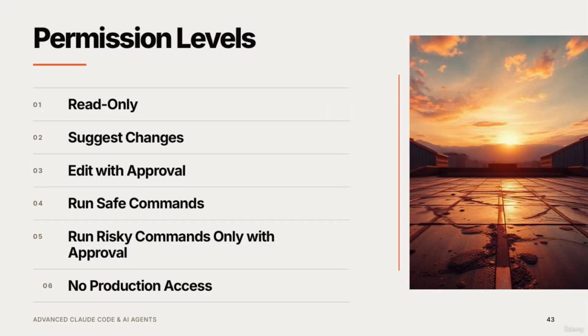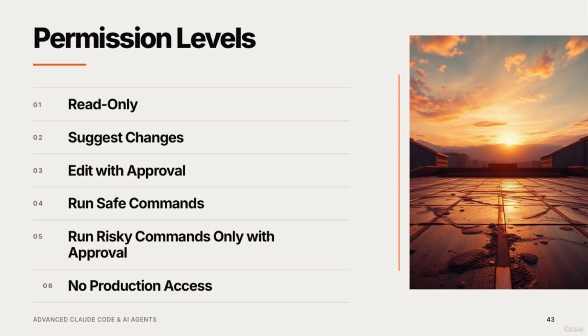Here, we're looking at various permission levels that control what actions a user can take within a system. Starting with Level 1, read-only access allows users to view content without making any modifications. Level 2, suggest changes, lets users propose edits, but these changes won't be applied until reviewed and approved. At Level 3, edit with approval means users can make edits, but those edits require approval before taking effect. Moving to Level 4, run safe commands permissions allow users to execute commands that are considered non-risky or safe within the system.